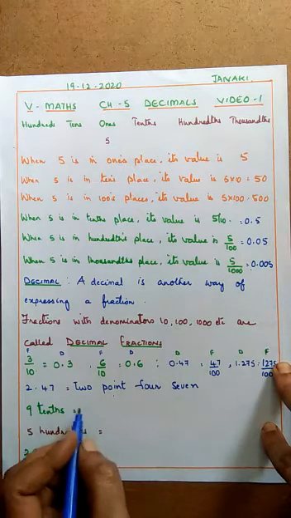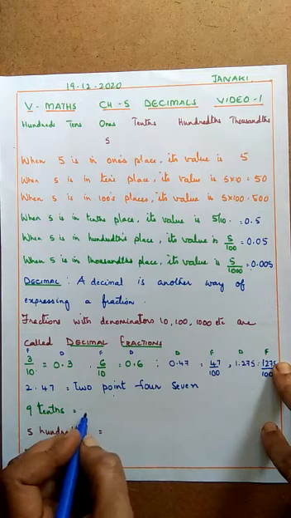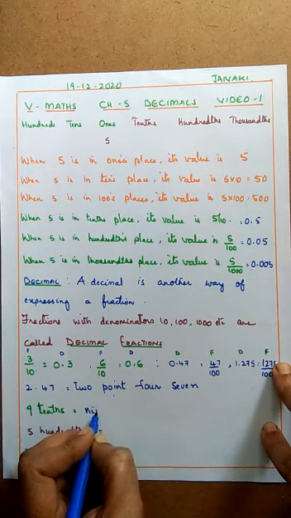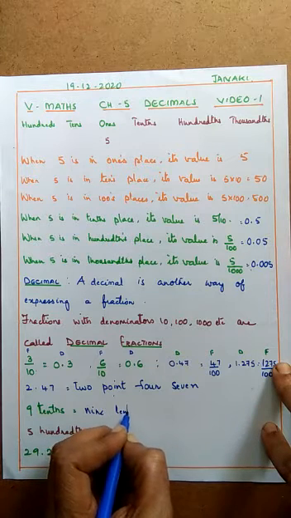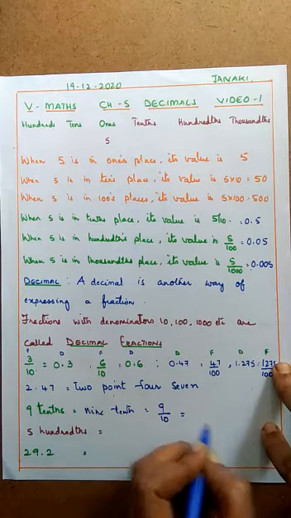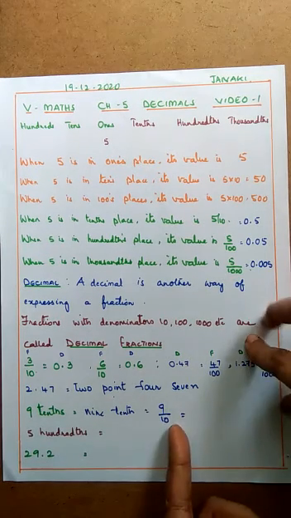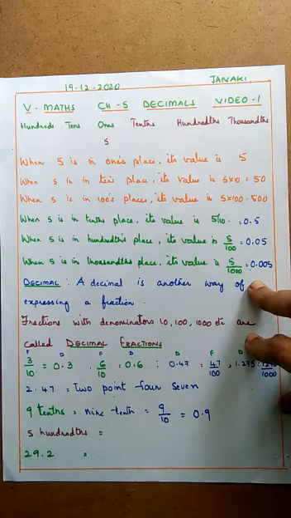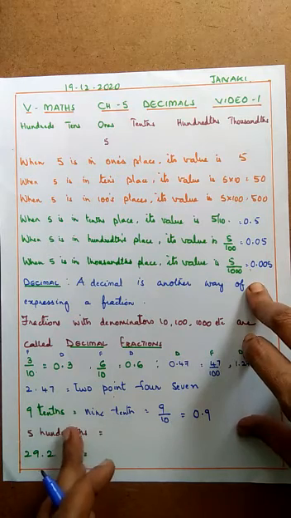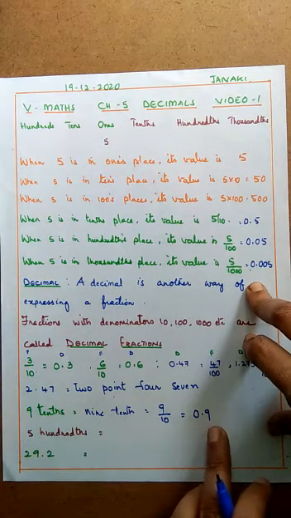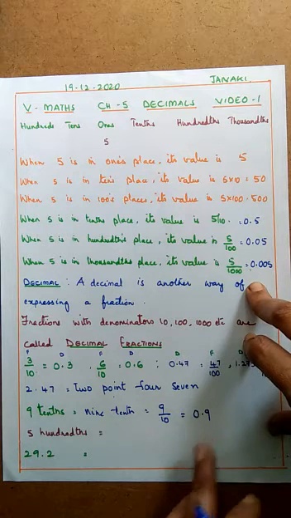How do you write 9 tenths? 9 tenths is 9 by 10. This is in the form of a fraction, and you can write it as 0.9. So if a number name is given, you can write it as a numeral, and if a numeral is given, you can write it as the number name.